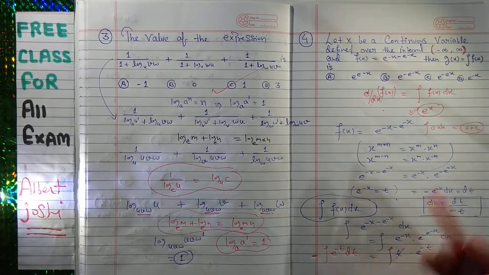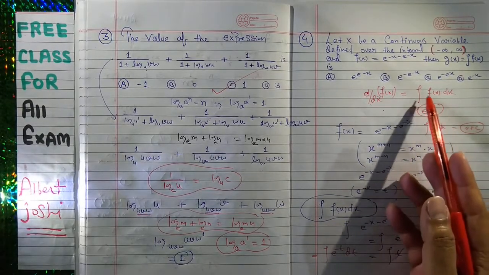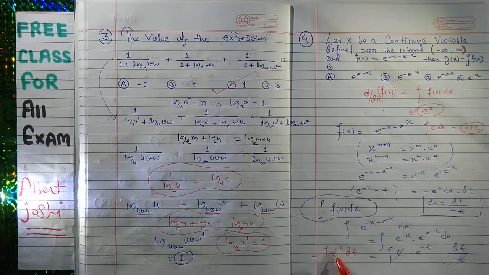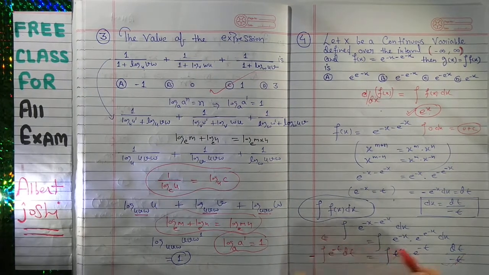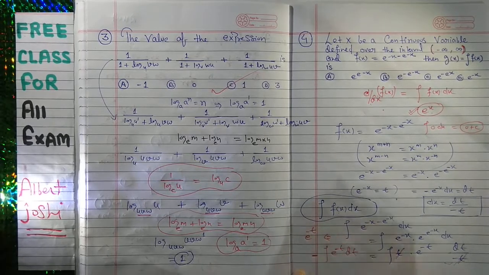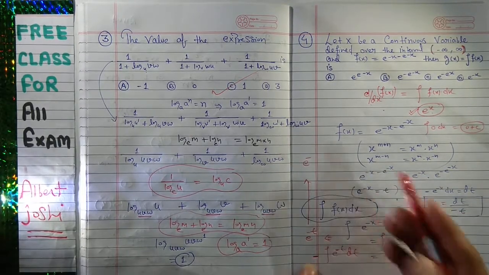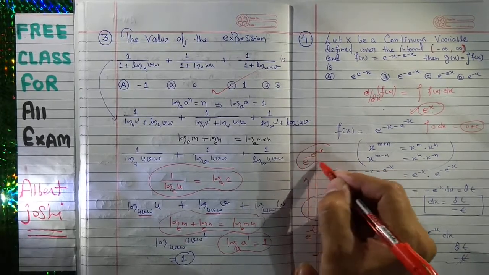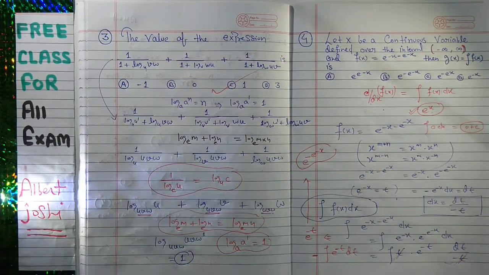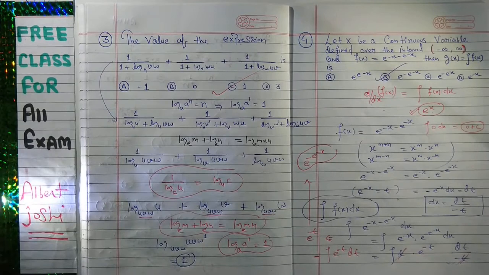So there is only one function. The integration of e to the power x is equal to e to the power x. The integration of e to the power minus t is equal to e to the power minus t, but the minus will come, so minus minus is plus. So you have got e to the power minus t. So what is t? t is e to the power minus x. So your value will be e to the power minus e to the power minus x. So your answer is e to the power minus e to the power minus x. This is your answer. I think you understand.